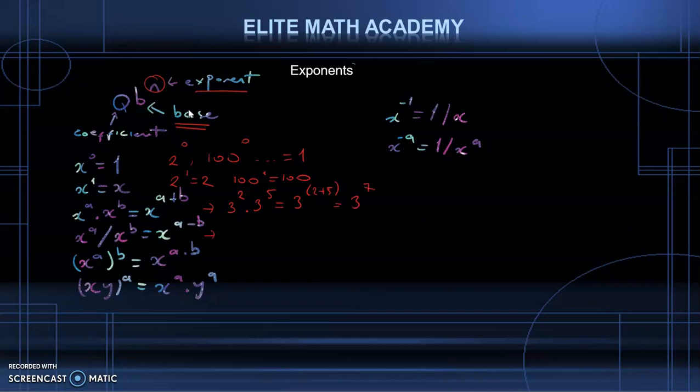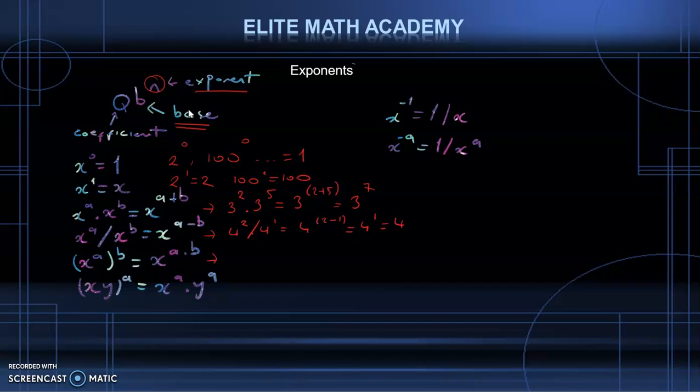Our next rule will be x to the power a divided by x to the power b. Just like the rule above, the base has to be the same for you to apply this rule. With 4 to the power 2 divided by 4 to the power 1 as an example, that would be 4 to the power 2 minus 1, which is 4 to the power 1, which is 4.